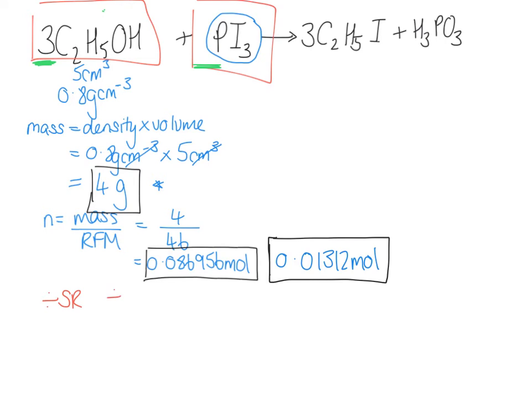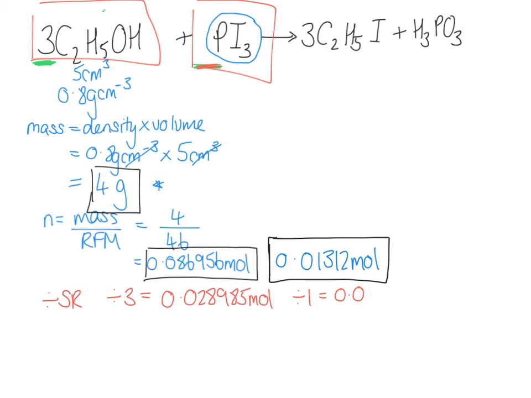So for ethanol I'm dividing by 3, which is going to equal 0.028985 moles. And for phosphorus iodide, there's no balancing number, so I'm just dividing by 1, which is obviously 0.01312 moles. And then at this stage, I take the number of moles that has the fewest moles, and you can see that that is still phosphorus iodide. So I use that to work out my theoretical number of moles of iodoethane.